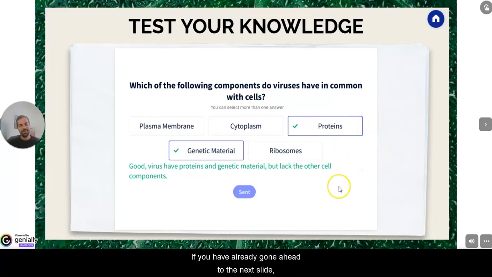If you have already gone ahead to the next slide, you may have already selected what you think are the things that viruses have in common with cells, which is that they have the proteins, they have the genetic material, but they don't have anything to do the basic functions of life on their own. So they need the cells still to operate. They need those ribosomes, they need the plasma membranes, cytoplasm.